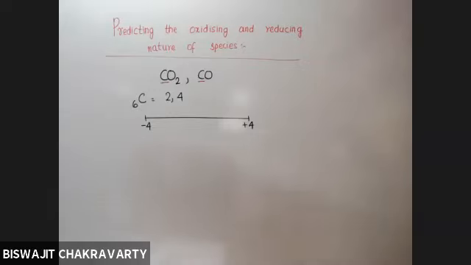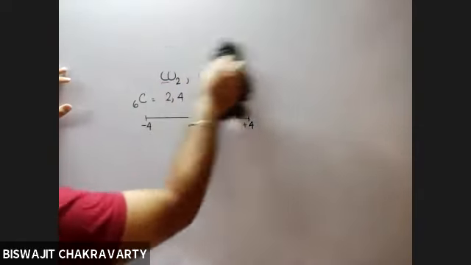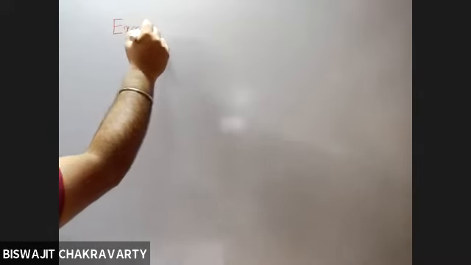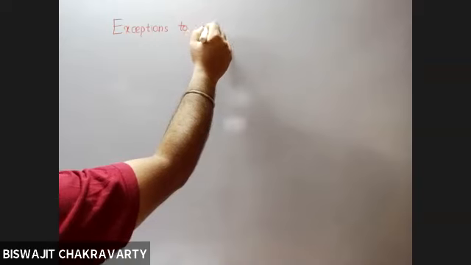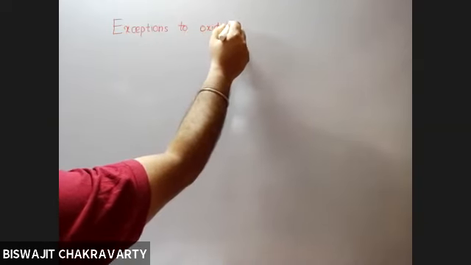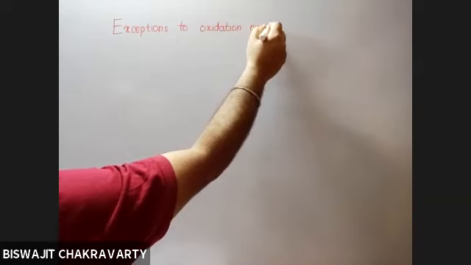So after knowing the range of every element, we go to another interesting aspect with the help of which we can say that there are certain compounds which do not follow the normal oxidation number method. So we discuss them under the topic exceptions to the oxidation number rule. There are few exceptions.